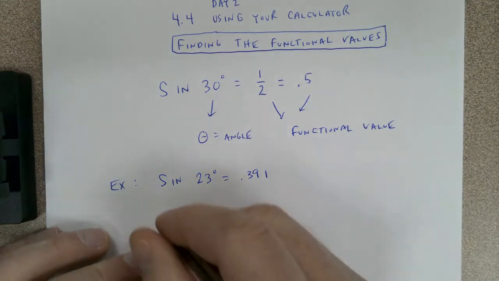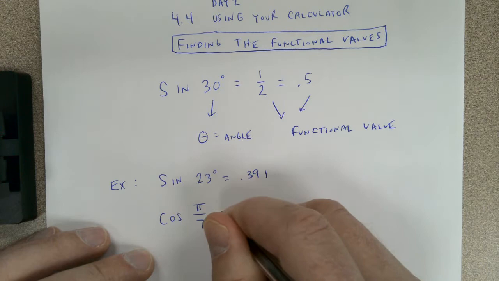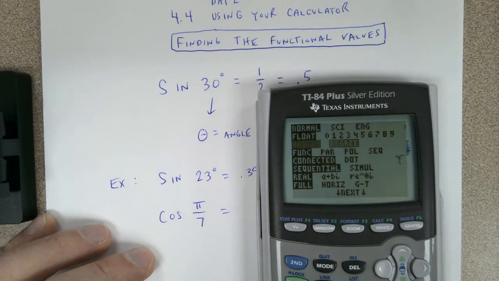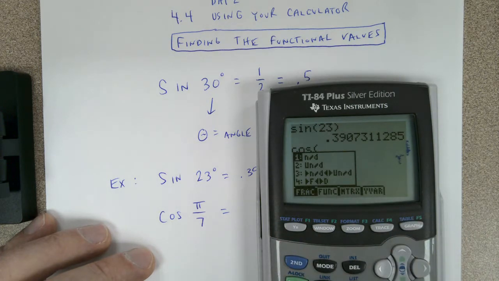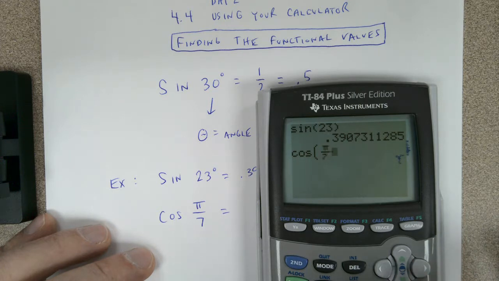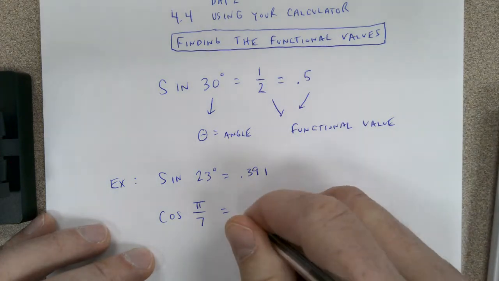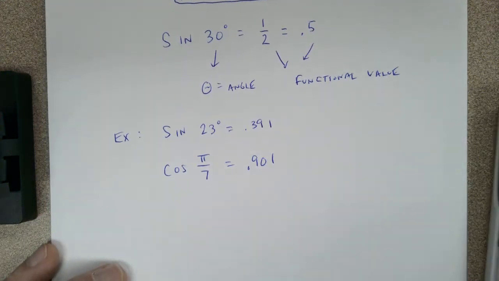Now, I'm going to do one in radians. Let's say the cosine of pi sevenths. Again, I've got to go back to my mode. I'm going to go down here to radian, put it into radian mode. And now I can do the cosine. I'm going to go ahead and put the fraction in there. So pi over 7 and hit enter. That gives me 0.9009. So 0.901 for the cosine of pi sevenths.